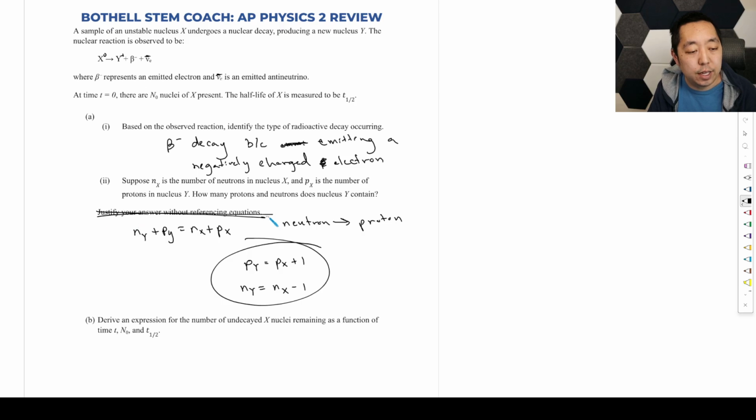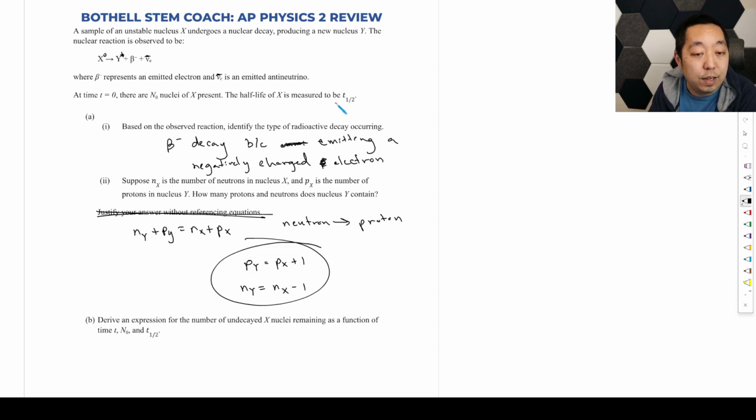This shouldn't have said that. It's just sort of a template kind of thing. Hopefully you see how that's happening, because we have to have an extra positive charge over here in order to balance it out, since no net charge was created. Okay, derive an expression for the number of undecayed nuclei remaining as a function of t, N0, and T 1/2.